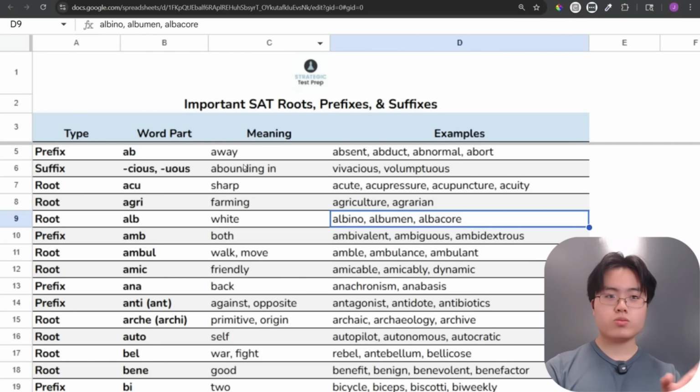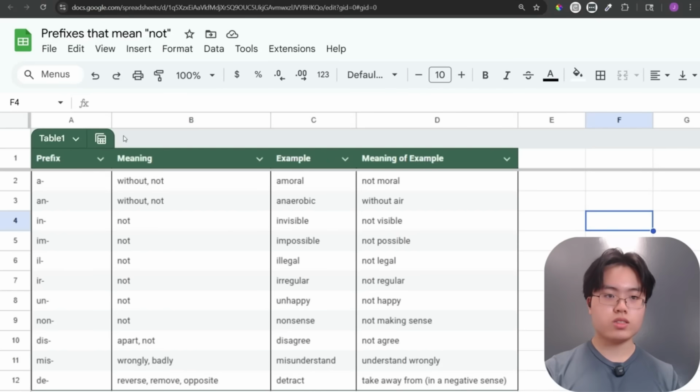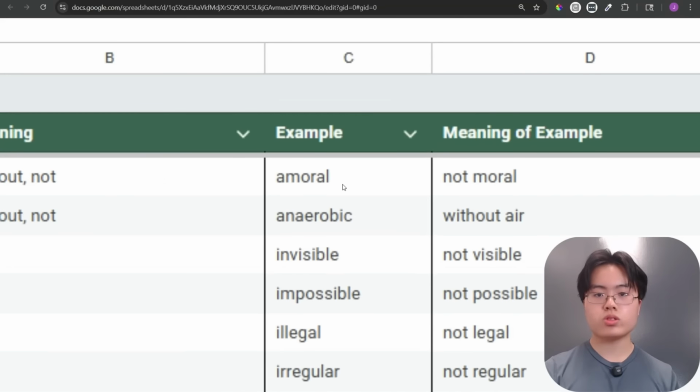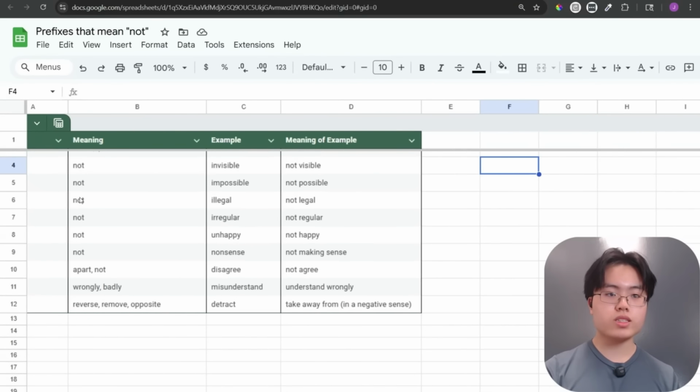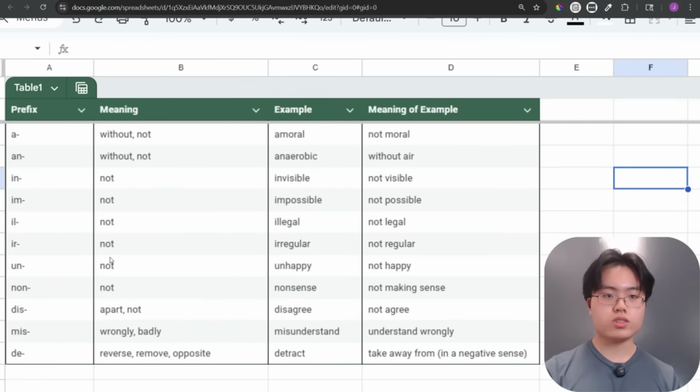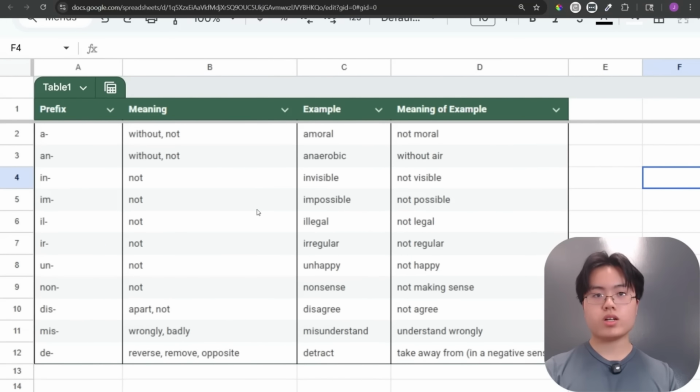The only prefixes that I would recommend you memorize is a list of all the prefixes that mean not. So, when you put it in front of something, it means not. Or like when you put it in front of moral, it means not moral. Right? These might be useful. So these are the only things that I'll memorize. And I'll link this in the pinned comment as well.